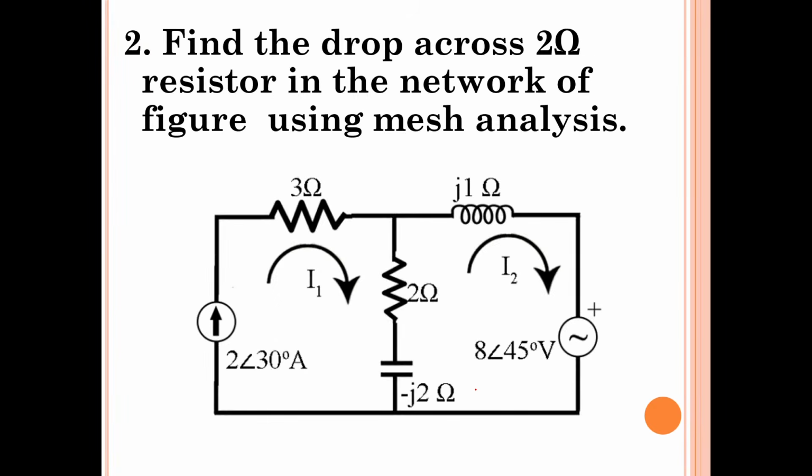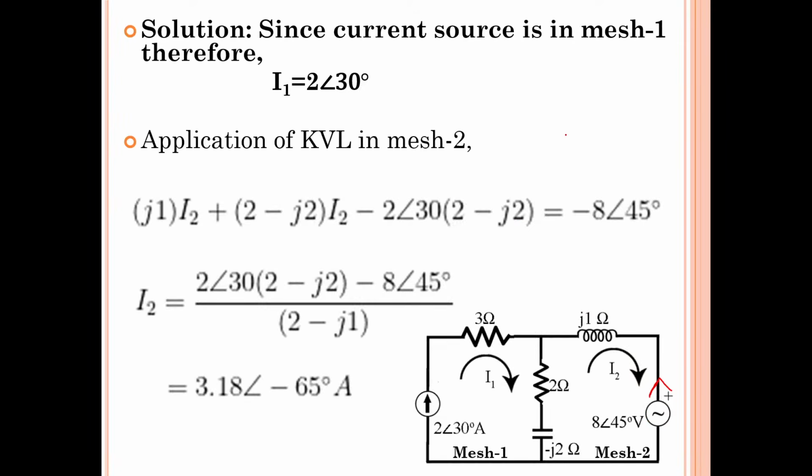Whereas in this numerical problem which we are discussing, the current coming out of this source is opposite to the loop current. Both are in opposite directions. Therefore, you must write minus 8 at an angle of 45. So that is the algebraic sum of source voltages, but there is no need to go for an algebraic sum, because only one source is there. That's it, minus 8 at an angle of 45 degrees.